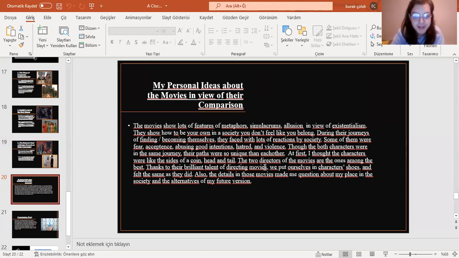Though both characters were on the same journey, their paths were so unique and different from each other. At first, I thought the characters were like the sides of a coin, like head and tail. The two directors of the movies are among the best at their jobs. Thanks to their brilliant talent of directing, we put ourselves in the characters' shoes and felt the same as they did. Also, the details in those movies made me question my place in society, and my future version, obviously.